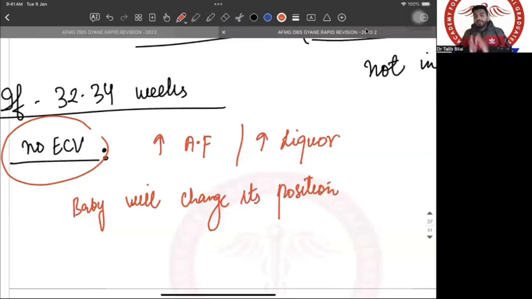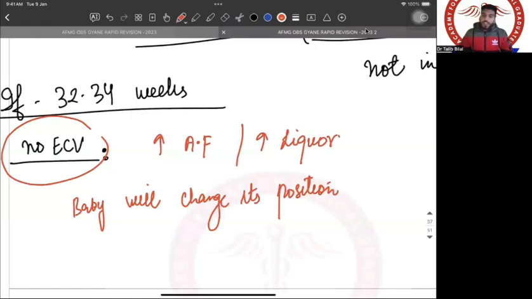Even if you go for ECV, what will happen, my dear students? The baby will keep changing its position. The baby will dance inside the uterine cavity. Are you getting my point? It's the same example. You're putting a ball in a tub full of water. So what will happen to the ball? It keeps rolling, rolling, dancing. But if there is very little water, what will happen? Will it change its prior position? No, it will not change its position.